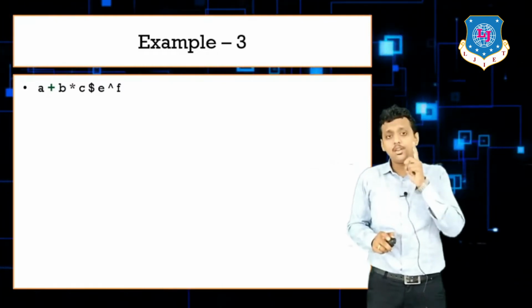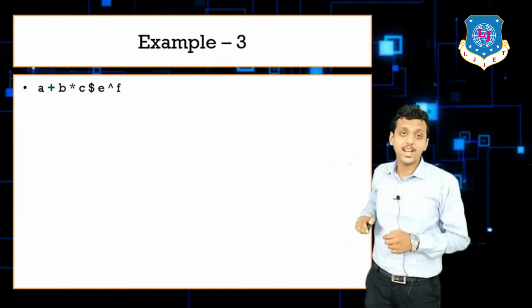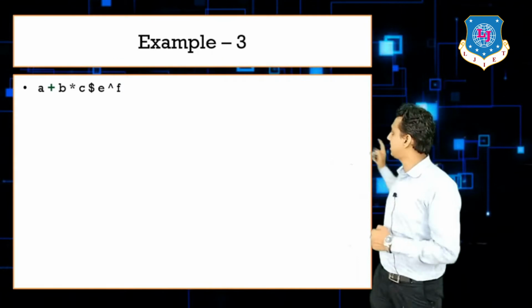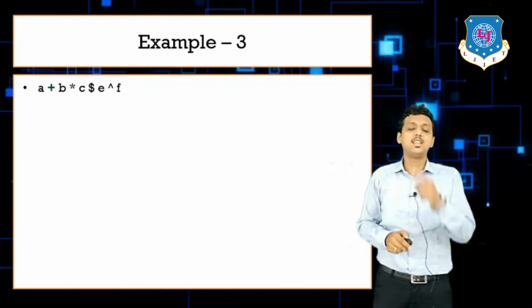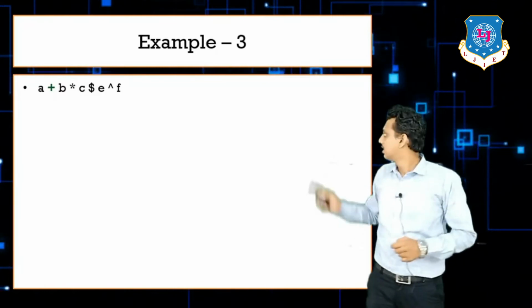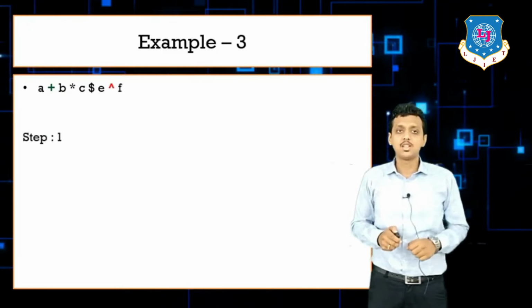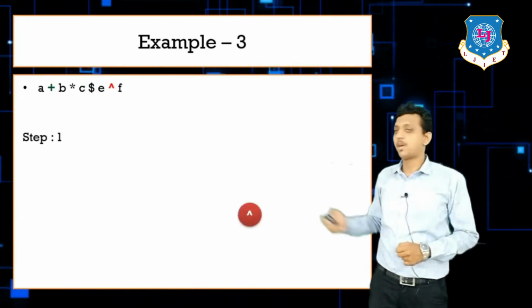But students, if you remember that if we have exponential operators such as dollar and caret, then we need to go from right to left. That's why here I am first going to choose caret as my first term that needs to be solved first. So this is step number 1. See, caret E and F. So caret becomes my root node.